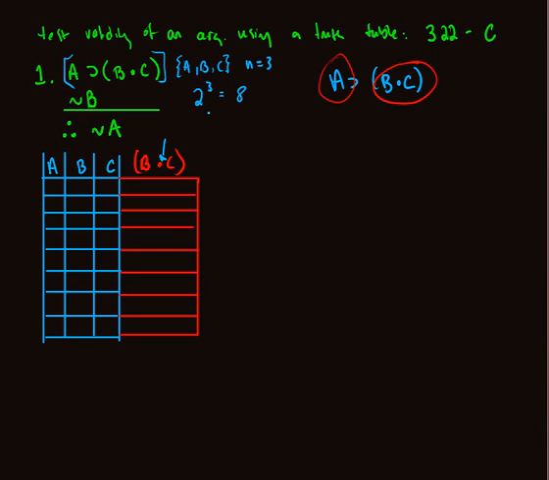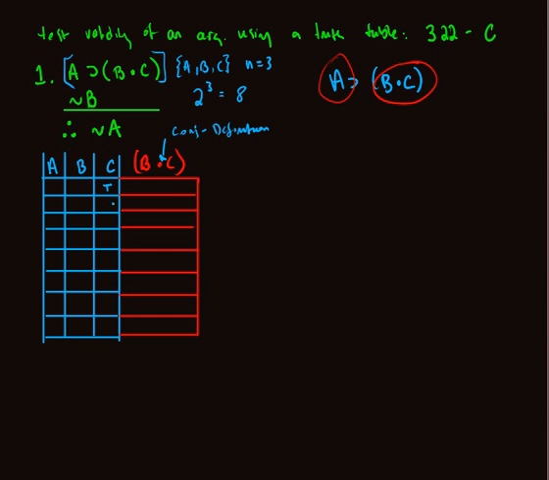Now, obviously, you need to know how this little binary connector is defined. So you need to know the conjunction definition to even be able to do this, obviously. But let's go ahead and fill in some truth table rows.